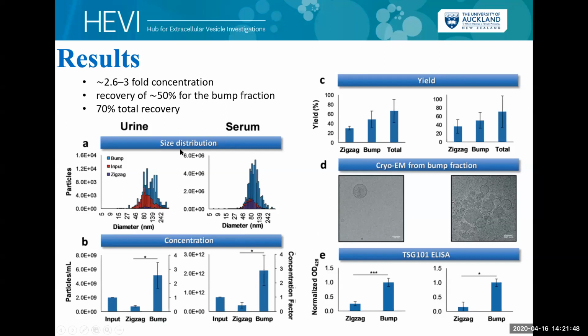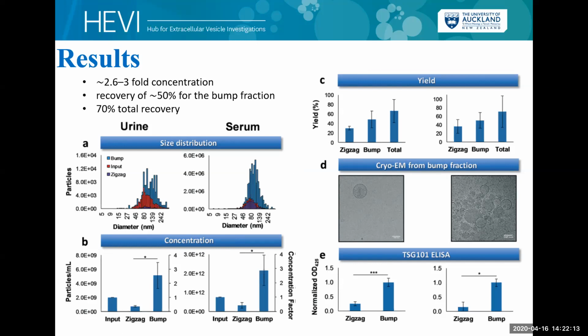And you can see that the most notable thing is that the stuff that comes out in the bump fraction, the things that are getting deflected off the pillars, have a larger mean diameter, and this peaks at a higher diameter, which is expected, right? The bigger particles should be getting deflected into the bump fraction. And you can also see for the zigzag that they're at a lower diameter. So it is separating them by size, as it should.